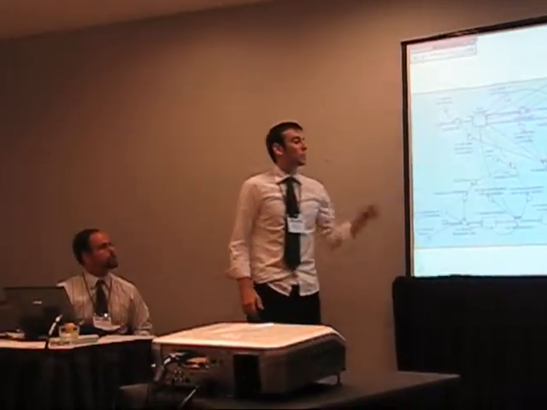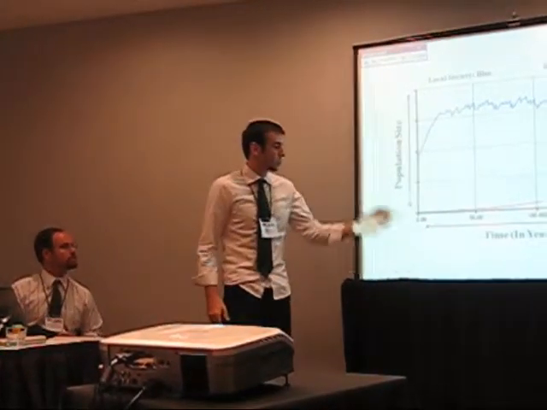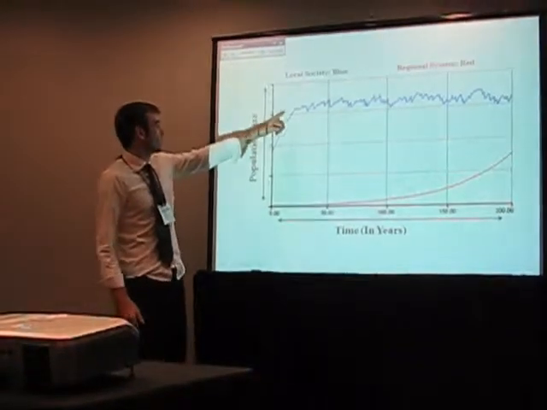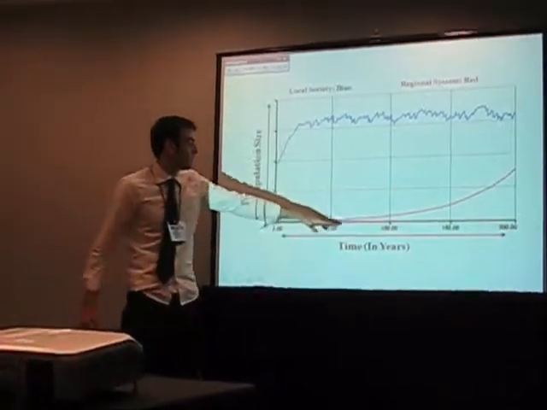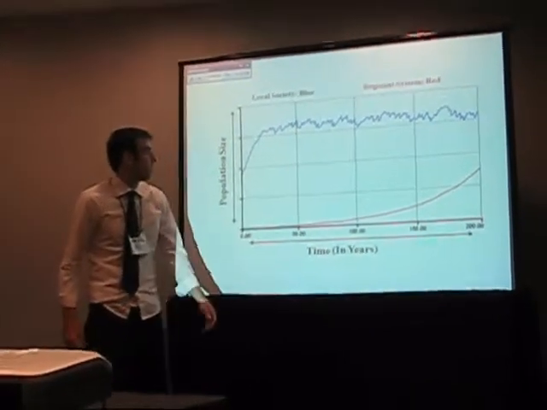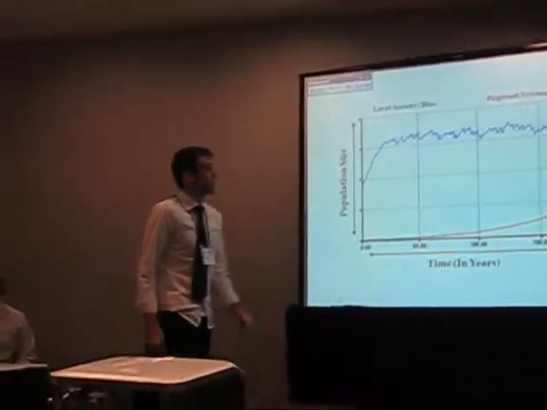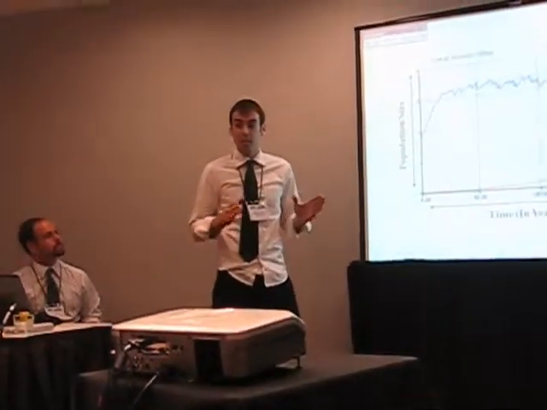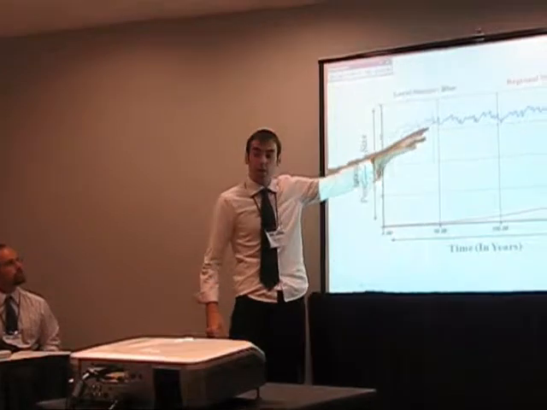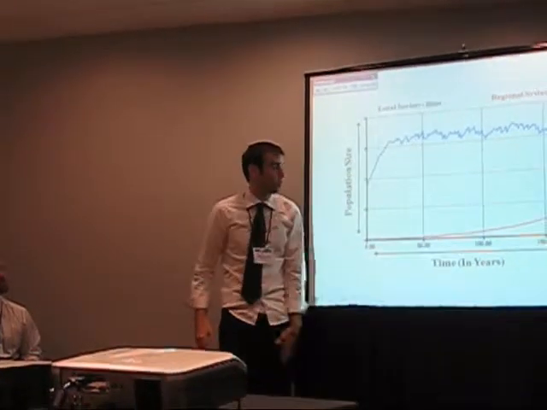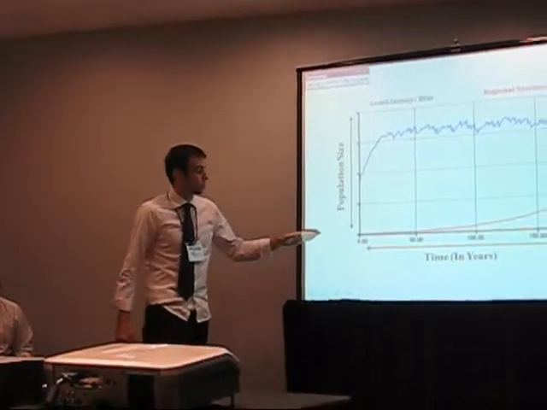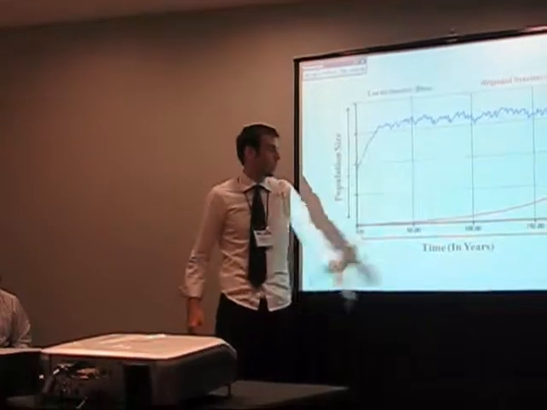So now let's look at some solutions to this model. So the first couple hundred years, the local society is in blue. This is the population level. The regional system population is in red. You can see that the local society actually does the exact same thing as the single society model. It rises up to about 130 people and stays there with a little bit of noise. Meanwhile, the regional system is slowly ramping up towards its carrying capacity.